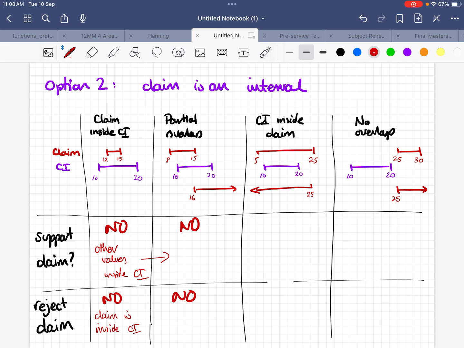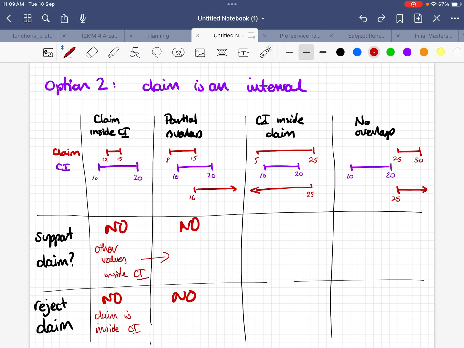We can't say that. So in both of those situations, the claim doesn't include 15.5, but that's within our confidence interval. 15.5 is a perfectly legitimate value that it might take. Could we support 15.1? Well, no, because there's not enough evidence. We can't support it because there are some other values inside the confidence interval. Can we reject the claim? Again, no.